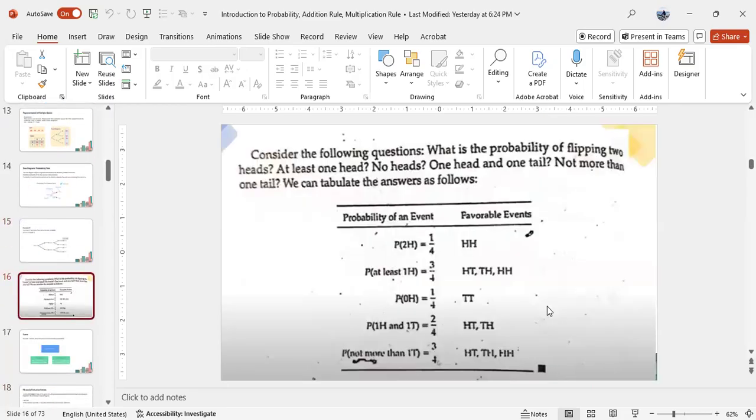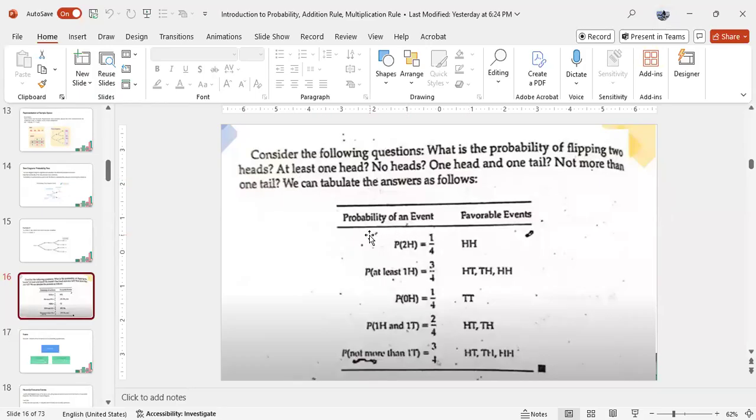In order to make our concept a little bit clear, we'll consider this example of tossing of 2 coins and answer the following questions. What is the probability of flipping 2 heads, at least 1 head, no heads, 1 head and 1 tail, not more than 1 tail? We can tabulate the answers as follows.